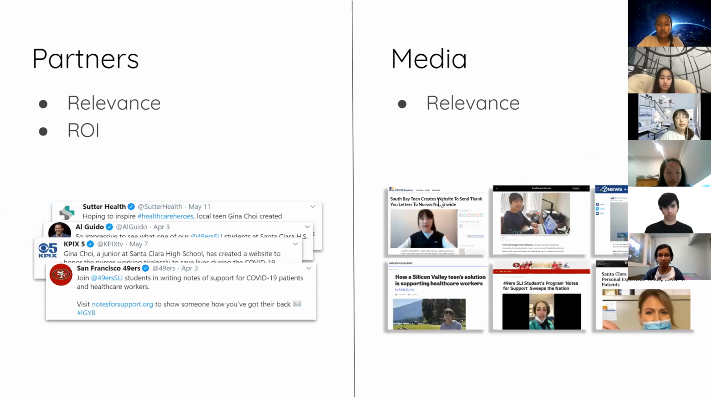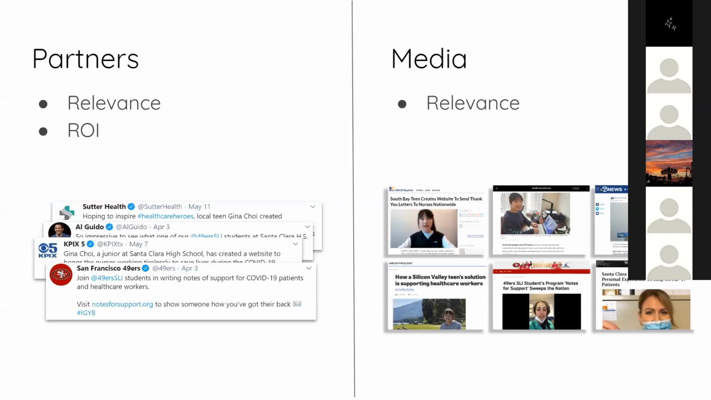First, for partners, as in having brands promoting you on social media, relevance is crucial. You have to ask yourself, how does your idea specifically overlap with their brand and values? And most importantly, there's the return on investment. You need to think about what they would gain from promoting you.